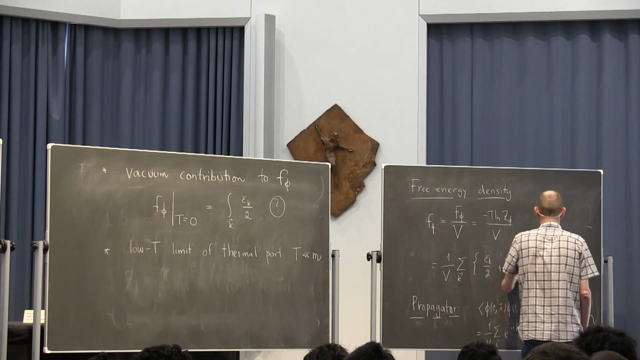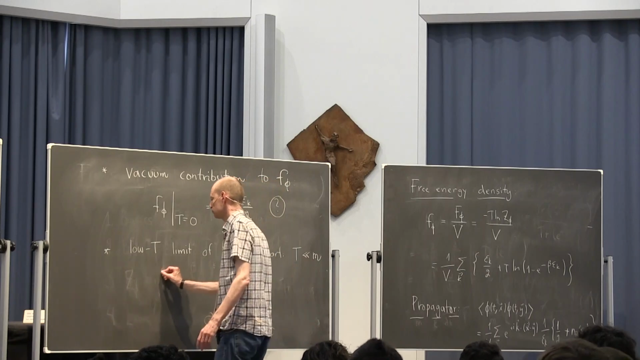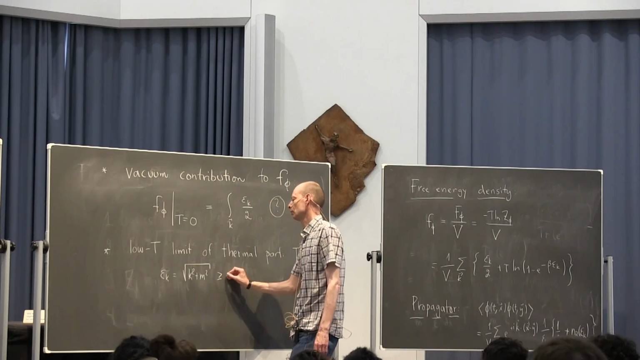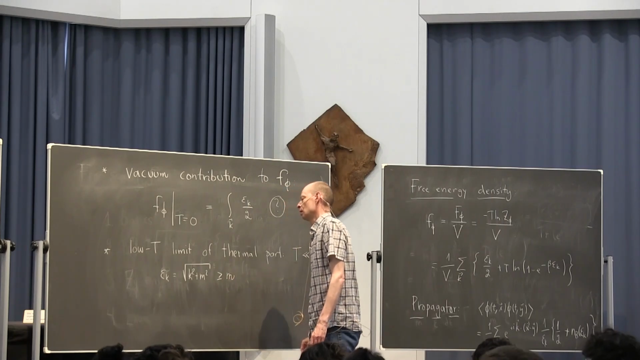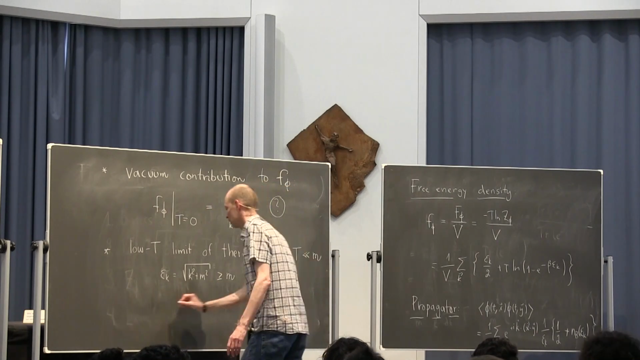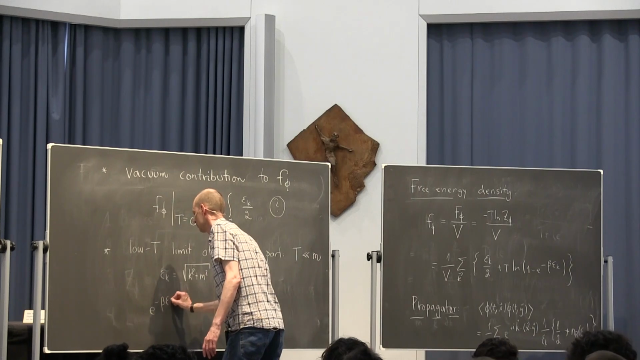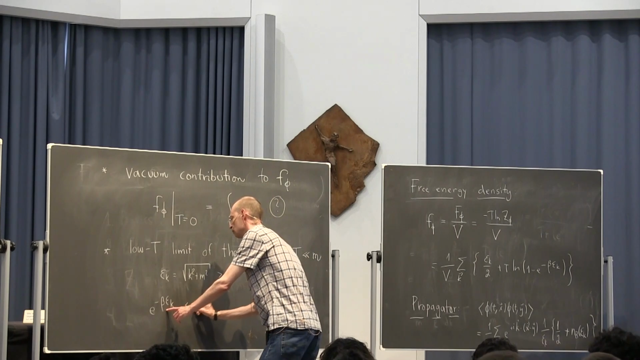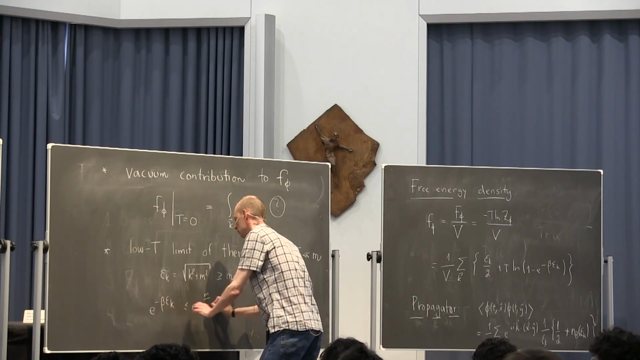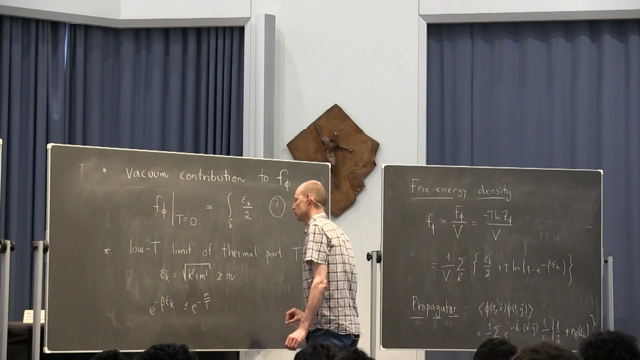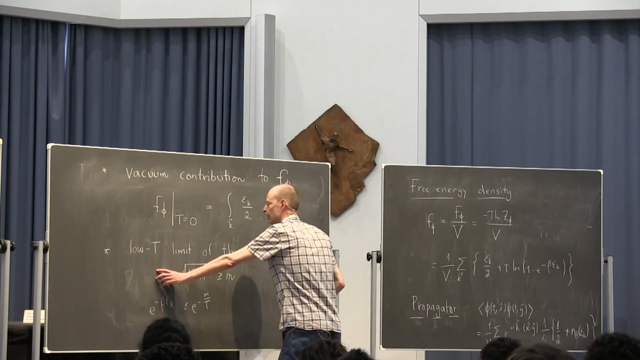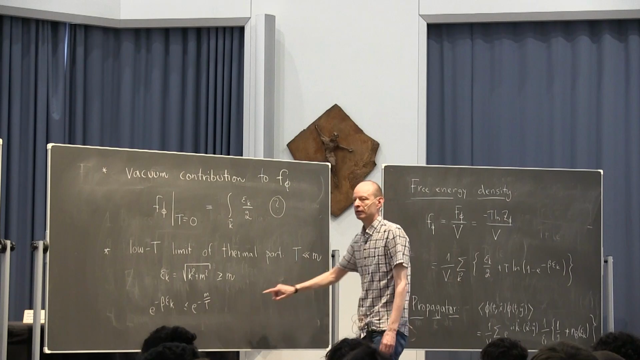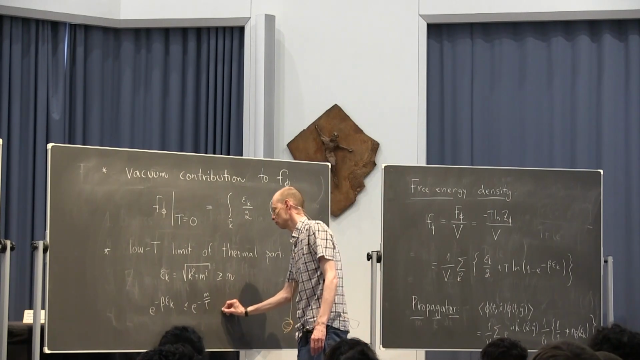Okay, so what's the low temperature limit of this guy? So what we notice is that epsilon k is always larger than or equal to the mass. So therefore, e to minus beta epsilon k is less than or equal to e to minus m over T. If the momentum is large, then the epsilon is even larger, then it is even smaller, but at least this is the upper bound. And if I'm assuming that the temperature is very small, then this is clearly a very, very small number. It's really exponentially small.